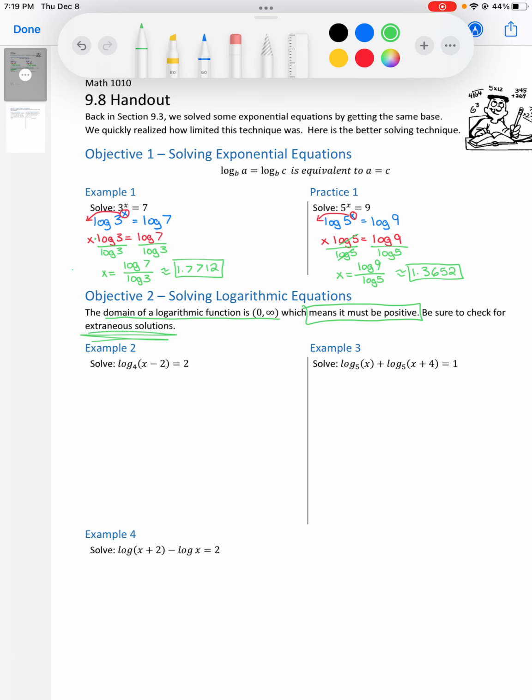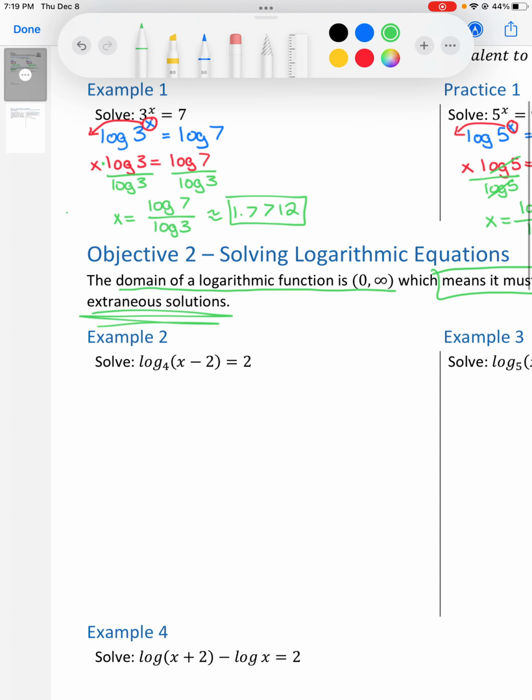So for this first one, we have a logarithm and we're trying to solve for x, and it's inside the logarithm. This is log base 4 of x minus 2. So it's not log times x, it's log of x. So we can't just divide by log, that doesn't work.